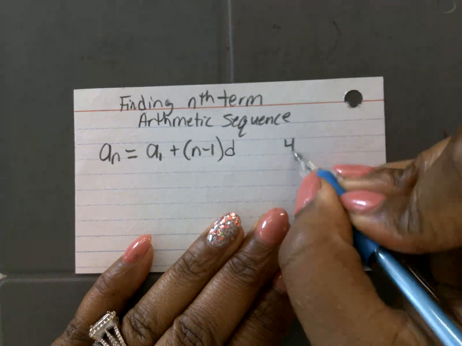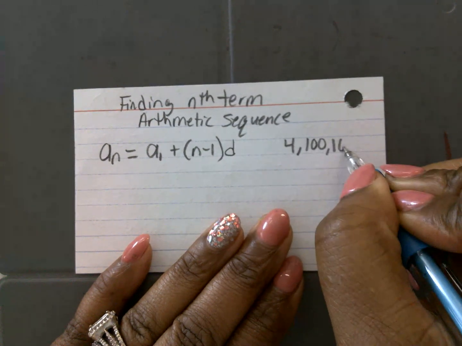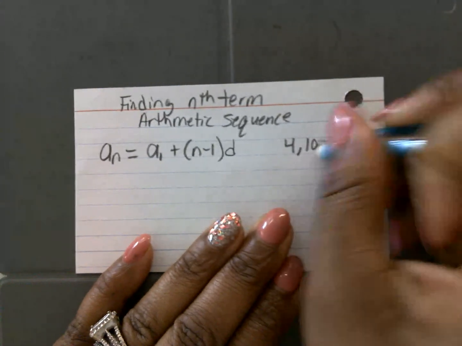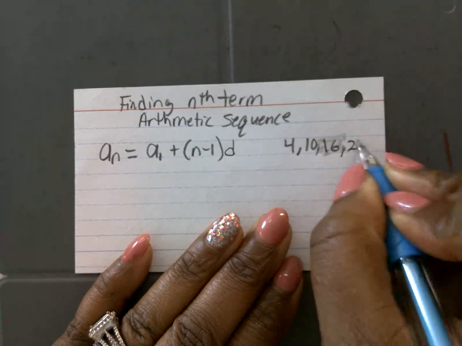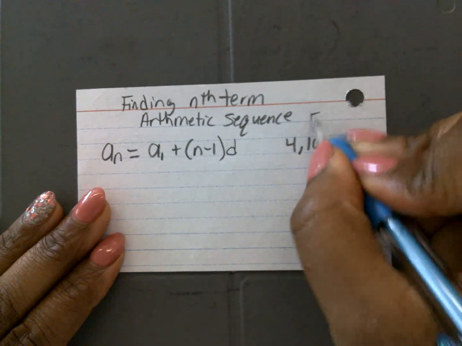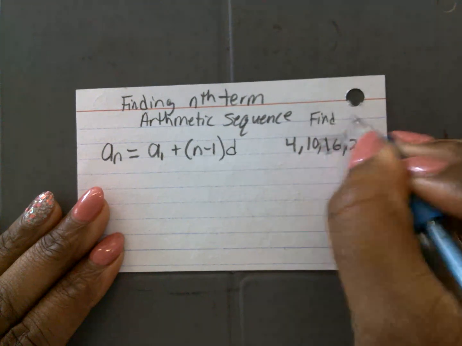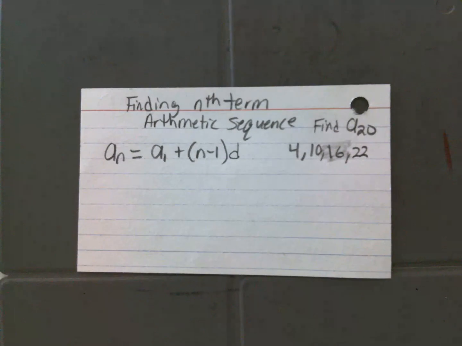We got 4, 10, 16, and 22. Okay, so now let's say we want to find the 20th number in the list. Find a sub 20. That means find the 20th number in the list. So let's do that. I'm going to pause for the calls to see if you can figure that out on your own.